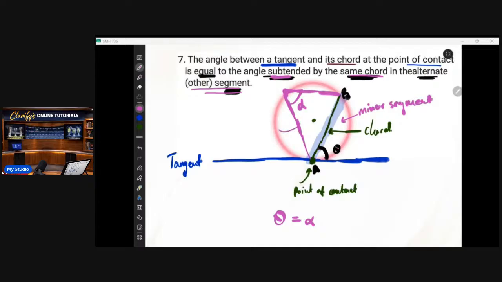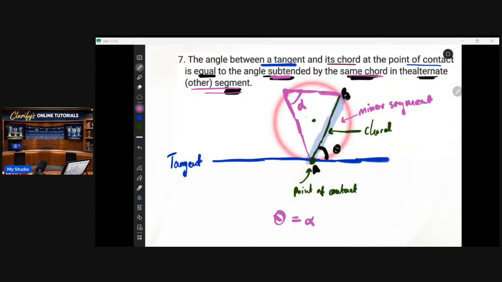What are we saying? We are saying that this angle alpha is the same as this one, because it is an angle made by a chord, or subtended by a chord, and the chord is also making an angle with the tangent. So this angle between chord and tangent is the same as the angle made by the chord. That's just what it's saying in short. The angle between chord and tangent is the same as the angle made by the chord.